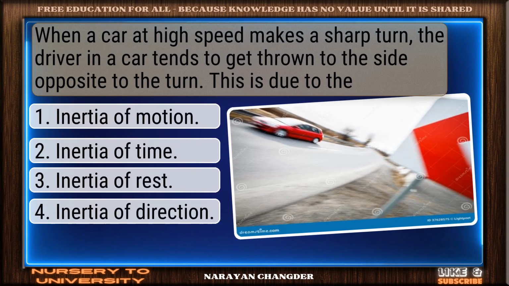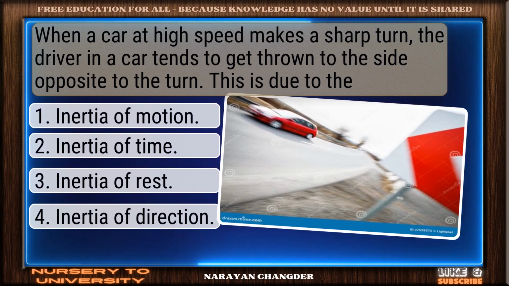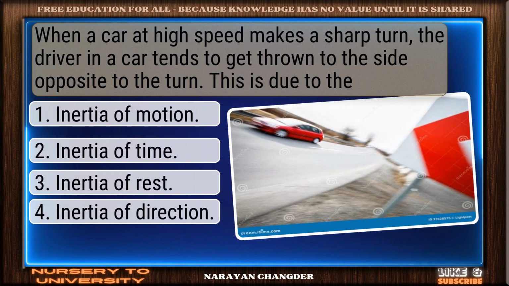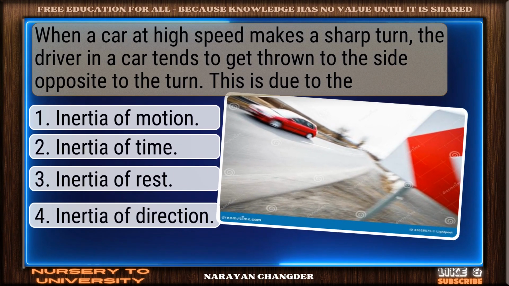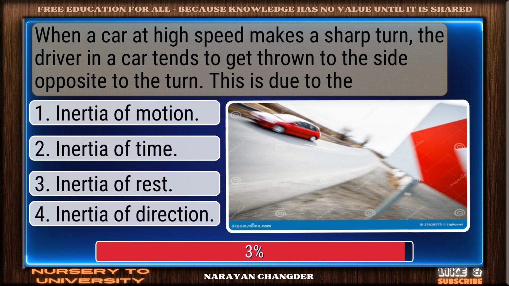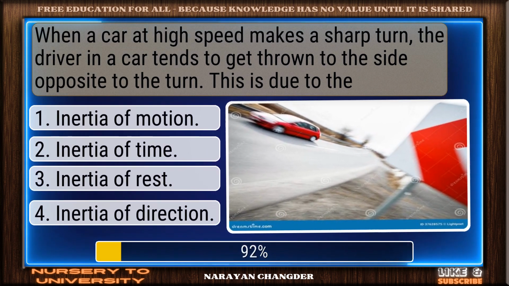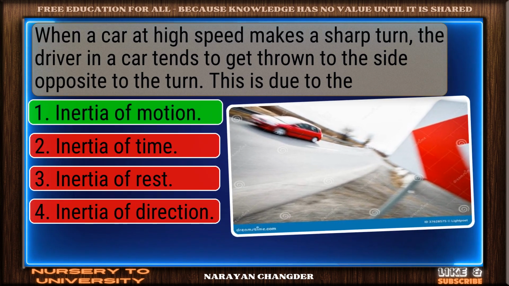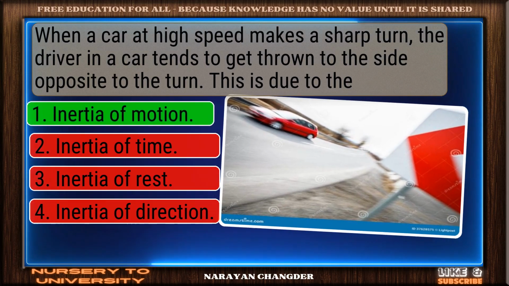Question number 60. When a car at high speed makes a sharp turn, the driver in a car tends to get thrown to the side opposite to the turn. This is due to the. Great thinking. Inertia of motion is the right choice.